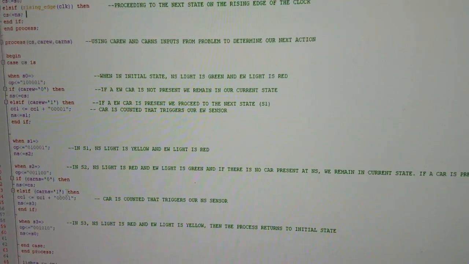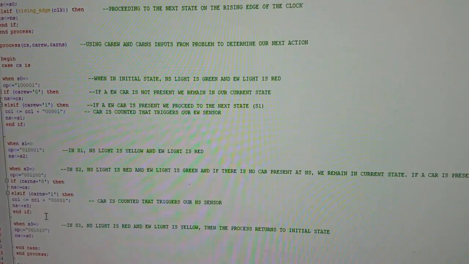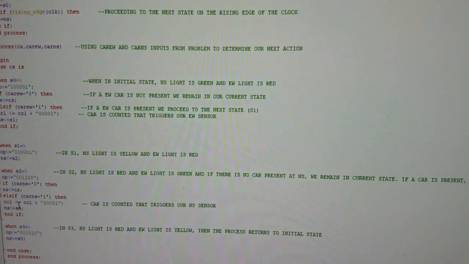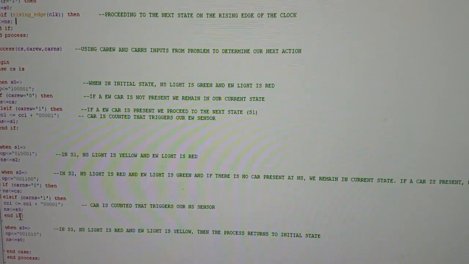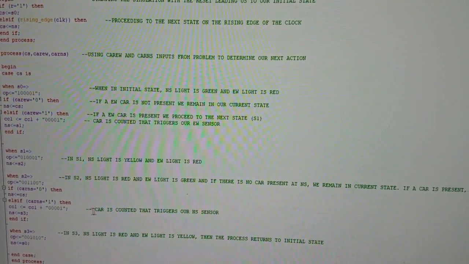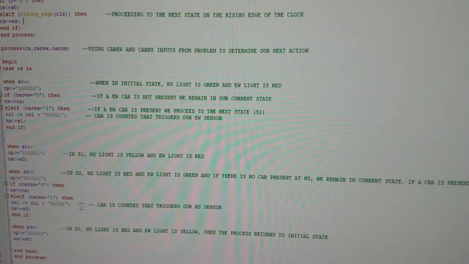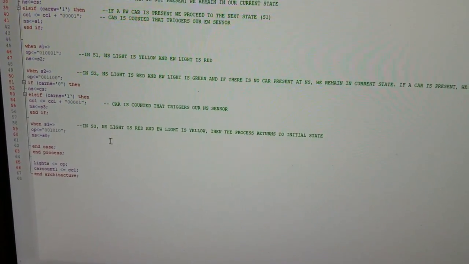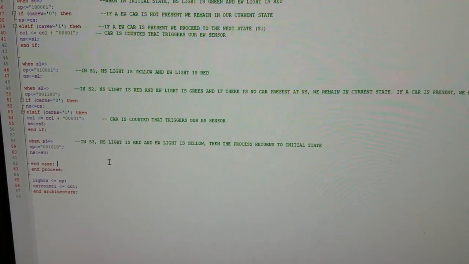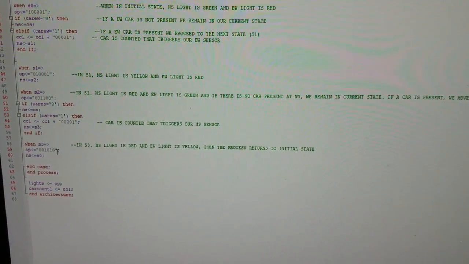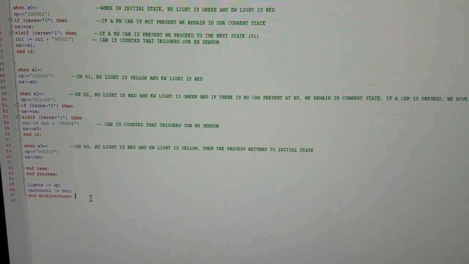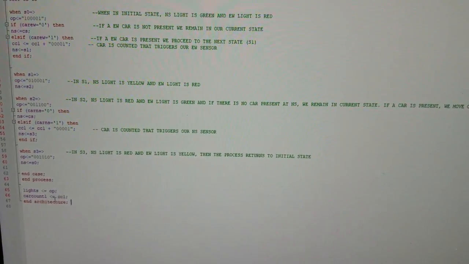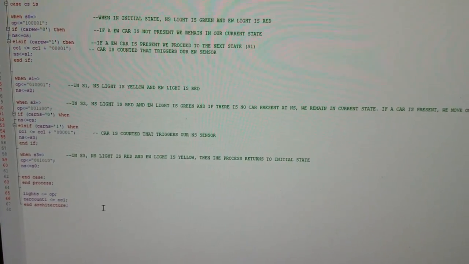And here is the same thing. If there's no car present at north-south, we will remain at the current state. Otherwise, if there is a car present at north-south, then we will count that car here, and we will proceed to state 3. And state 3 is as follows: north-south is red, east-west light is yellow, then the process returns to the initial state. So that's what's going on here. And then we tie our car count to our CC1, and lights and OP, and yep.